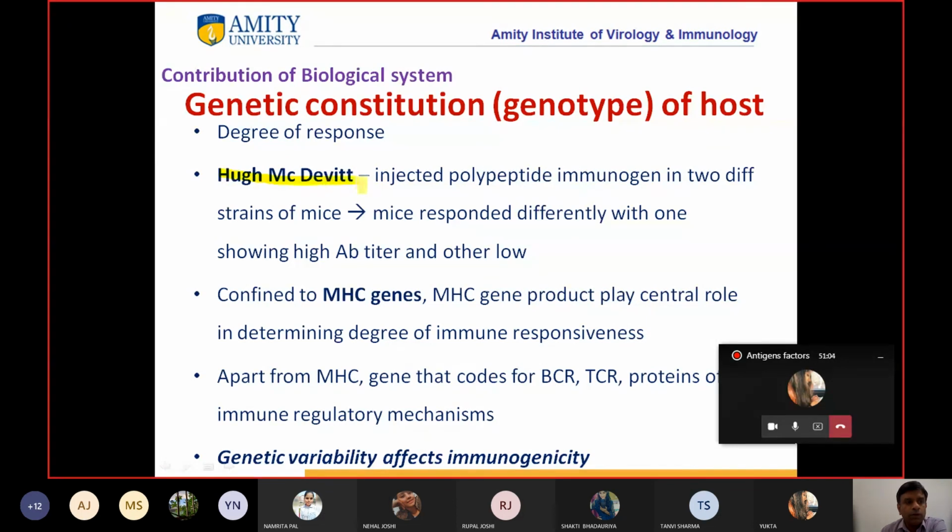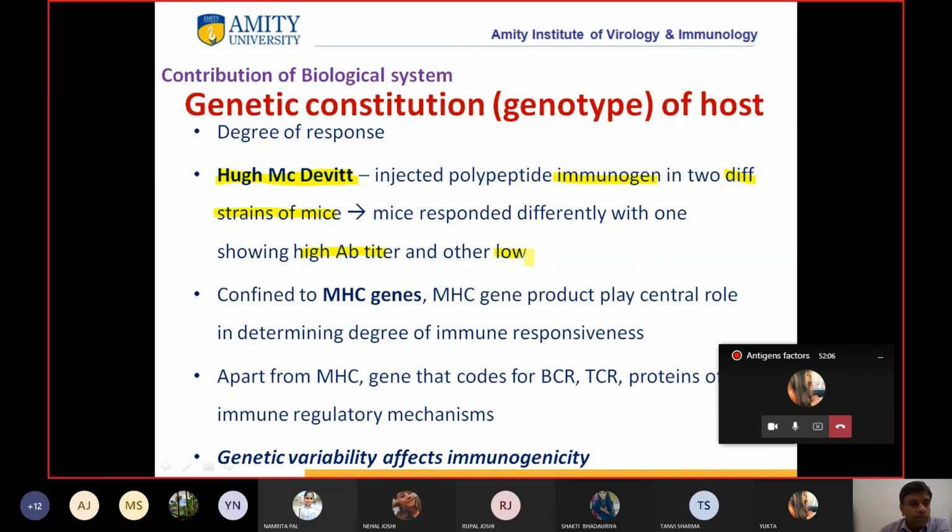So the scientist was Hugh McDevitt. He injected polypeptide immunogen in two different strains of mice. These mice responded differently, with one showing a high antibody titer and the other a low antibody titer. So the immunogen is the same. Now the immunogen's molecular size, chemical composition, heterogeneity, everything is the same. But still one strain is showing a high antibody titer, another one is showing a low antibody titer. Why? Basically the difference is in their genes. The genotype is different.